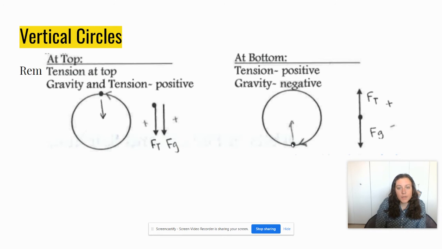A couple things to note: at the minimum speed to get around once, the tension becomes 0 and all you have is your force of gravity. At the bottom, your tension is actually the greatest because it has to fight against gravity.